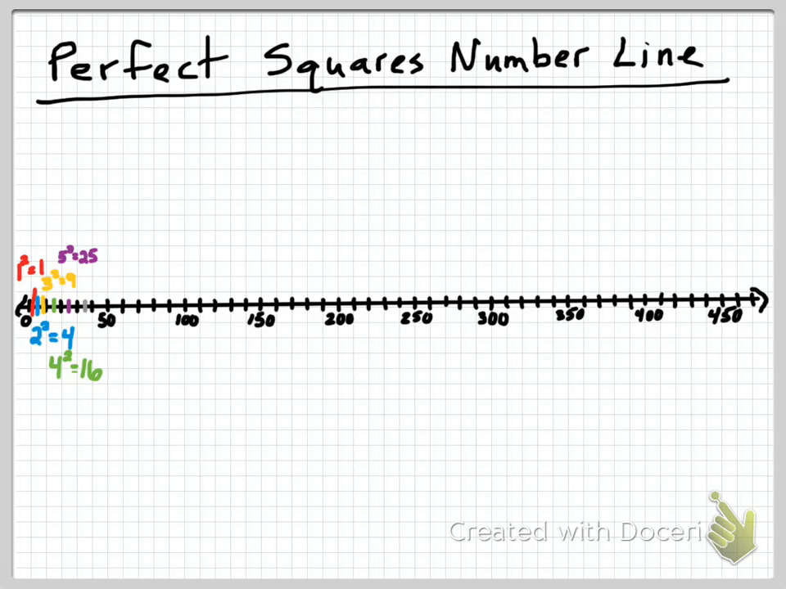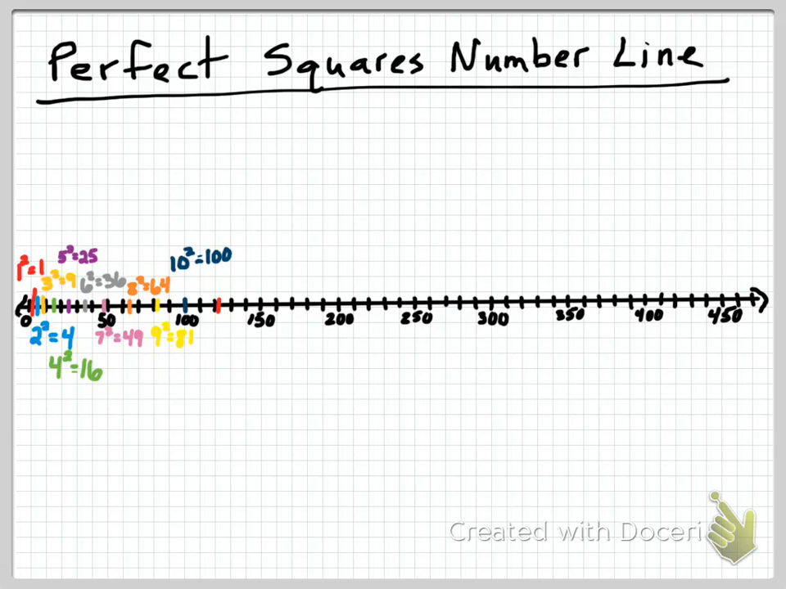So the next one is 36. 6 squared equals 36. 49. 7 squared equals 49. Then 64. 8 squared equals 64. 81. 9 squared equals 81. 100. 10 squared equals 100. So we've done our first 10 perfect squares.